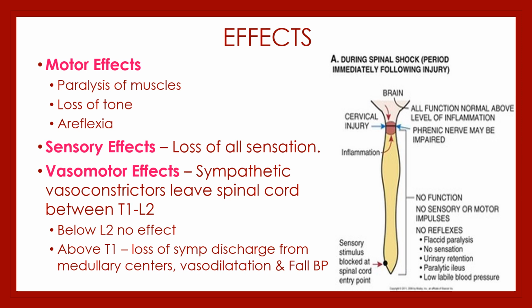Injury at the level of the T1 segment will cut all the thoracolumbar sympathetic neurons from the medullary cardiovascular center. So there will be loss of sympathetic tonic discharge, which causes arteriolar dilatation. So there will be a fall in blood pressure. The absence of the tonic discharge will cause the fall in blood pressure.